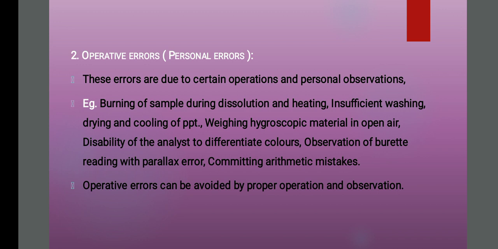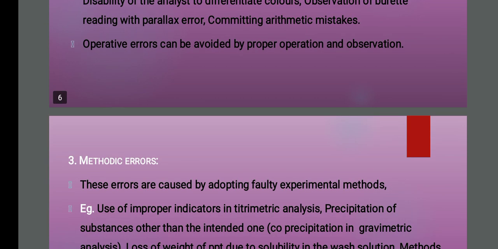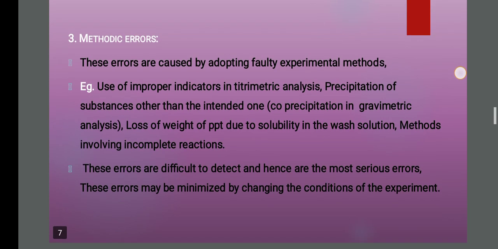How to avoid this operative error: proper operation as well as observation has to be made. If we do the operation properly and observe properly, we can avoid this operative error. So you can understand this operative error, I think. Is it clear? The first error we have seen is instrumental error. The second error is operative error. Now the third one you are going to see is said to be methodic error.